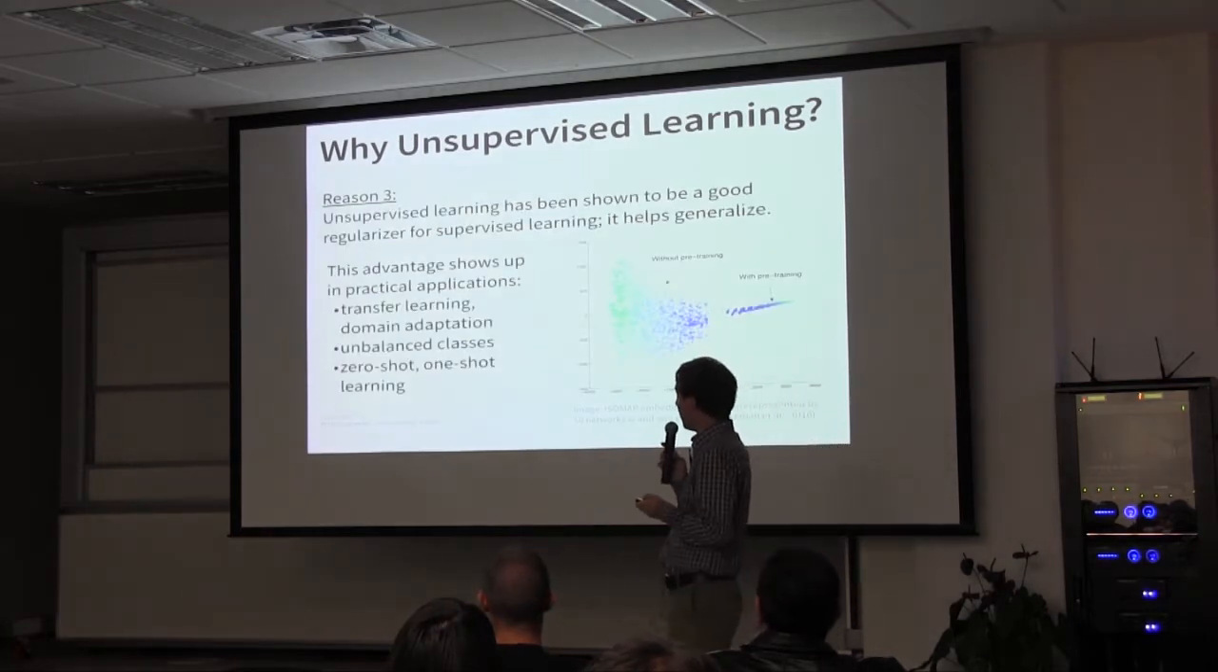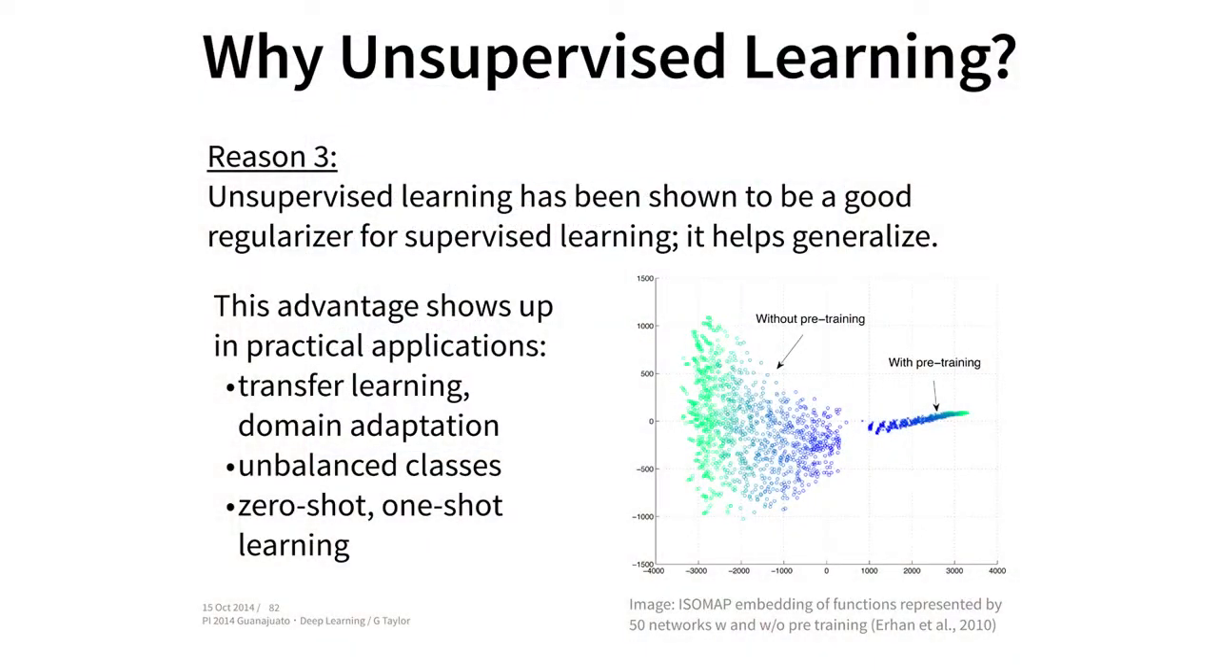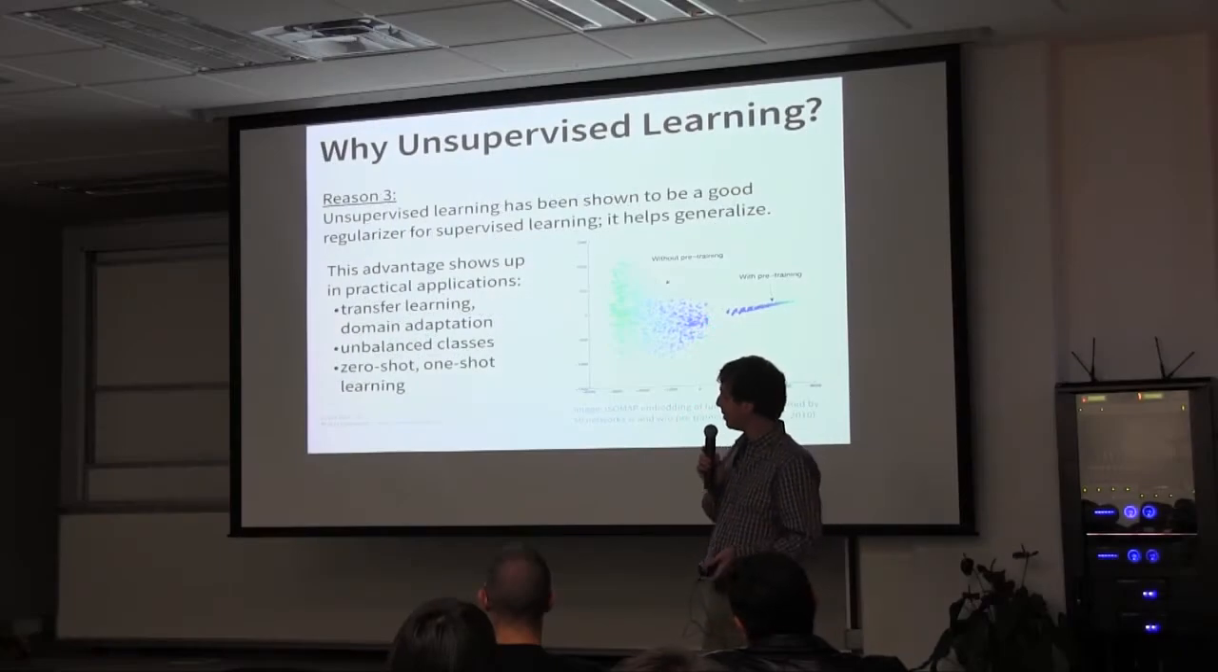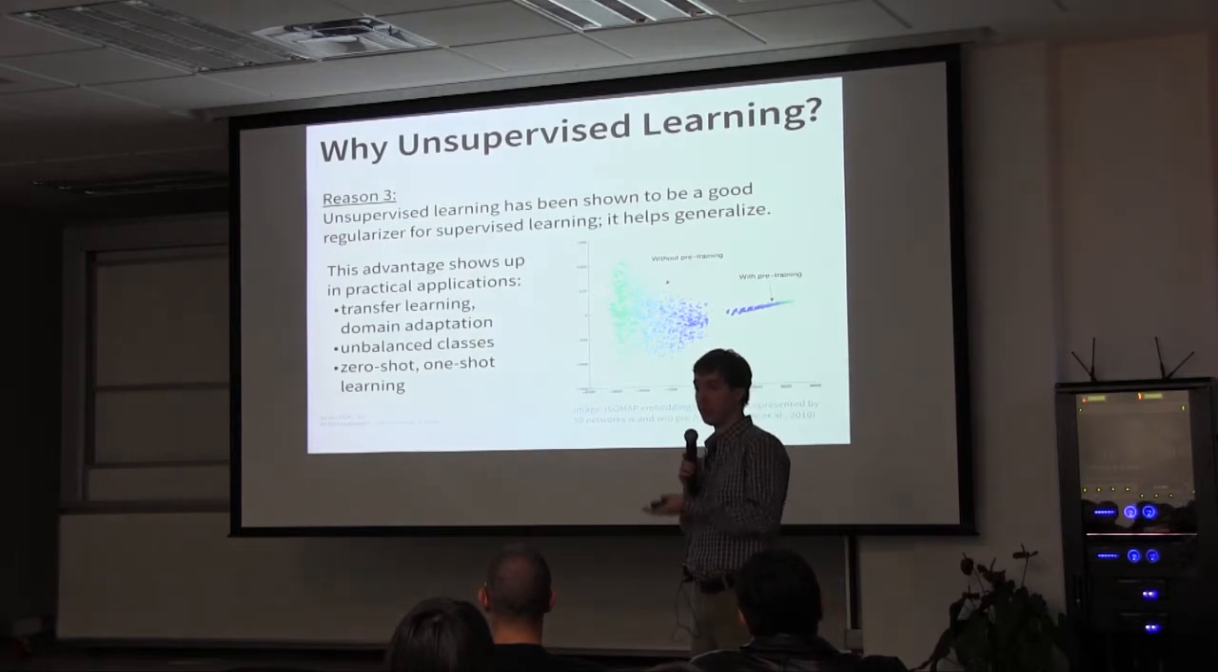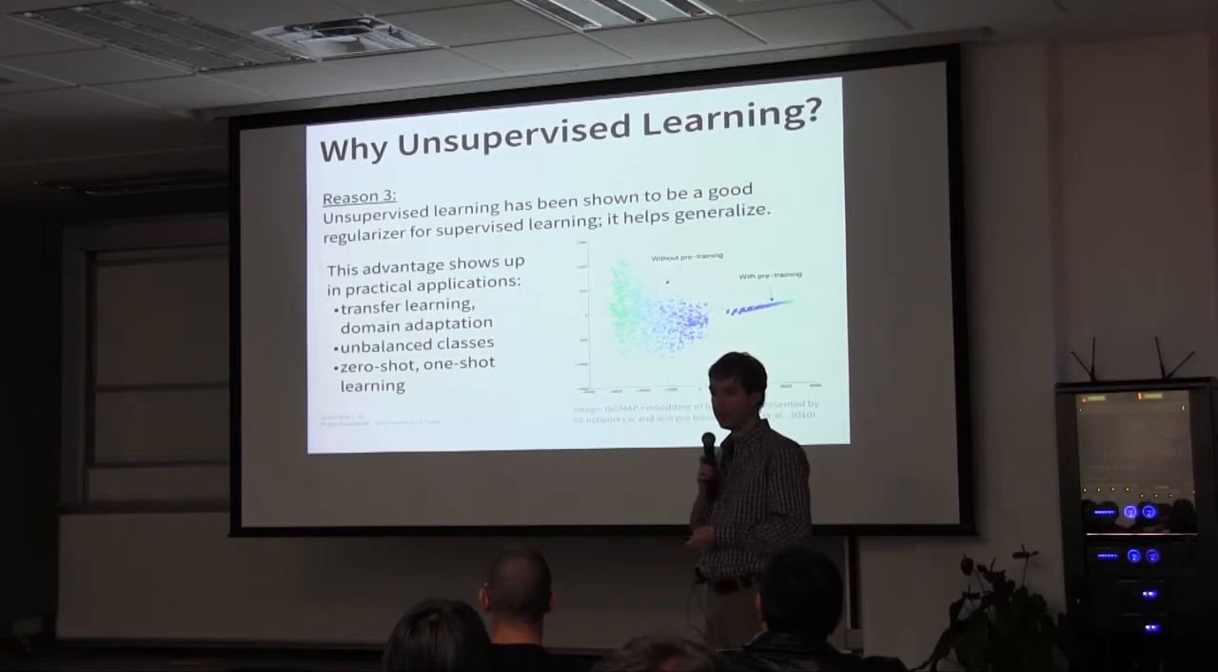The third reason why unsupervised learning might be interesting is that it's been shown to be a good regularizer for supervised learning. I haven't talked a lot about regularization, but it's always a good idea to use regularization, particularly in supervised learning methods. This idea has shown up in transfer learning, in domain adaptation, with unbalanced classes, and in the idea of zero-shot learning. So zero-shot or one-shot learning is the idea that you could do unsupervised learning to learn some parameters or features, and then do a single pass with a single example to update that network to be able to recognize that example.